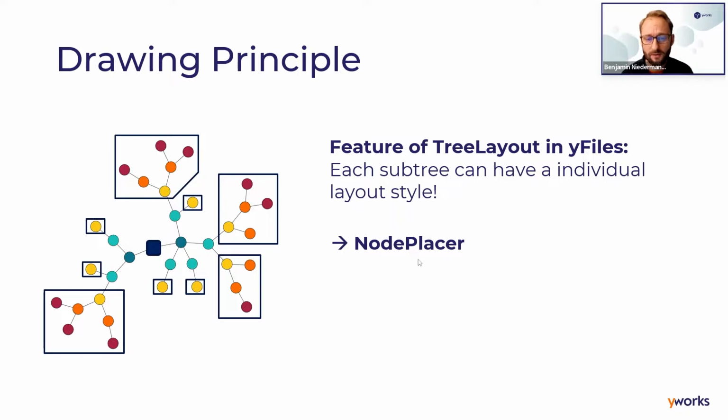So the idea is that you can define for each subtree its own layout style. And this is called a node placer. So basically the idea is that you can define for each subtree a node placer, and this node placer is then responsible for placing the parent node and then the subtrees of this node that are anchored at this node. And this is what you can customize with the tree layout. And later on in the coding example, I will show you this in greater detail.